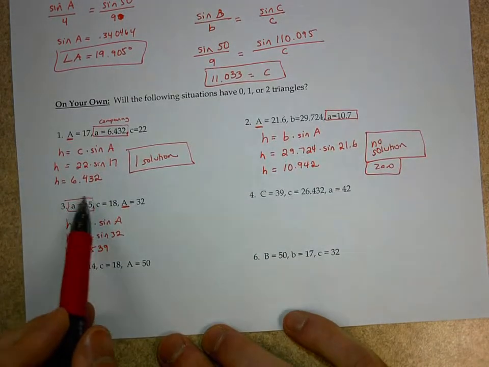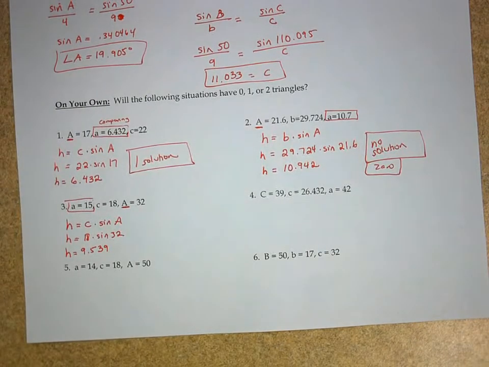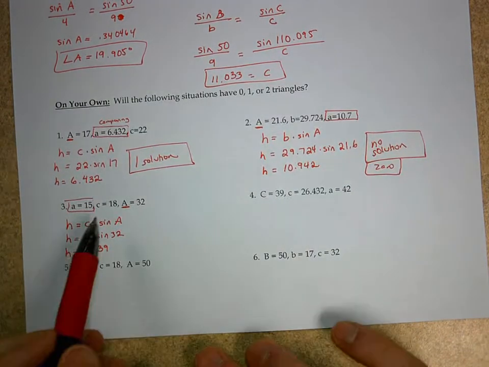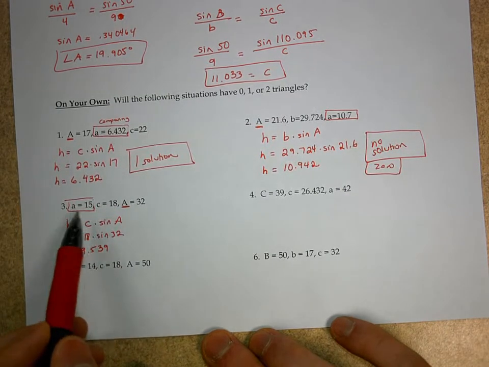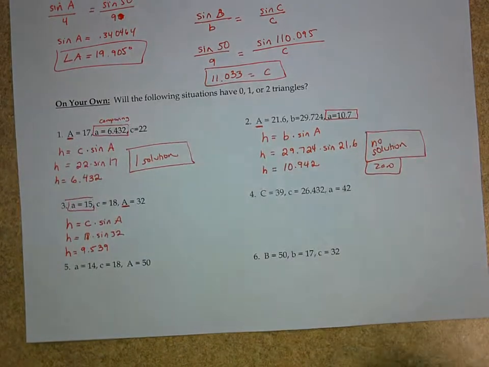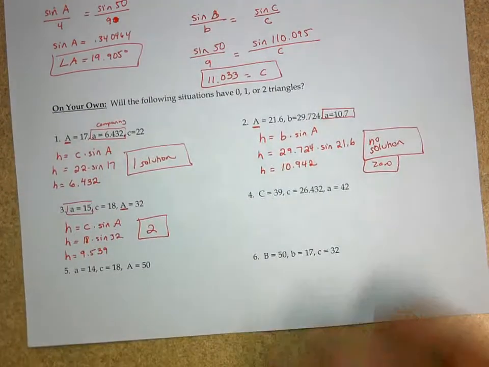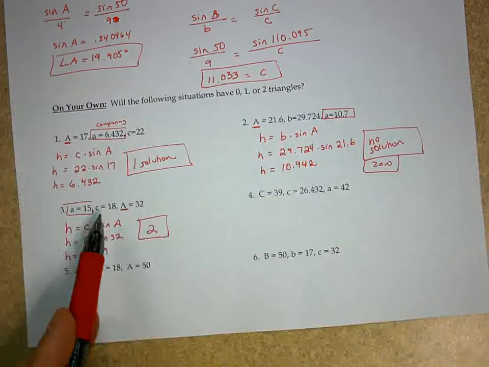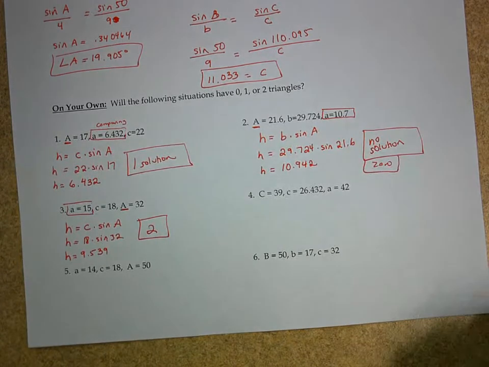I look at this, my A is more than enough to complete a triangle, so I know I've got either 1 or 2. I then look at my other side here and I see side C is 18. 15 is less than 18, which means I can fit 2 triangles within a triangle. So that one is going to be 2. This is where my adjacent side is less than that opposite side, so I can fit 2 triangles in.